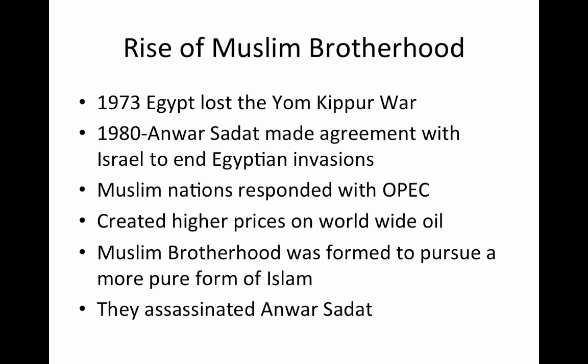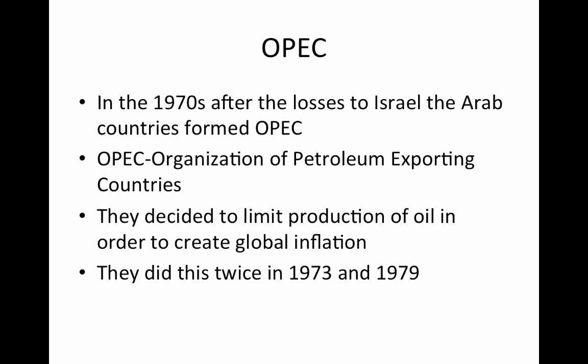The Muslim nations responded by forming an organization called OPEC, which we'll talk about a little bit more in just a moment. It's called the Organization of Petroleum Exporting Countries. They tried to get back at the West by manipulating oil markets. The Muslim Brotherhood, though, believed that this was not the right way to go, that the better way was through a more pure form of Islam, and they ended up assassinating Anwar Sadat for his compromising or selling out to the West.